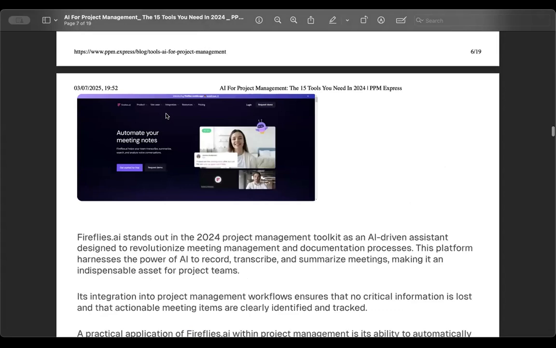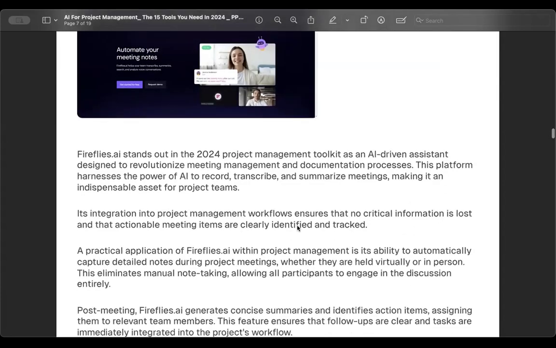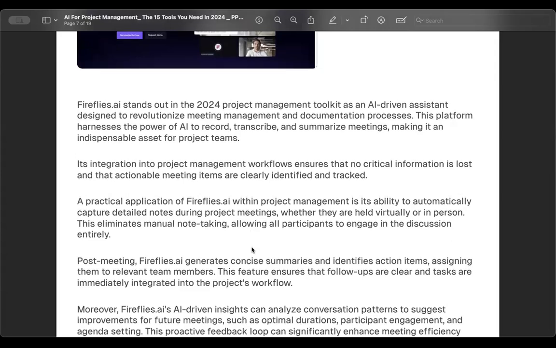Fireflies.ai, this is the application we have. That one also you can use for project management. Okay, so there also we have some specialities. What are the practical applications we have within project management? It is the ability to automatically capture detailed notes during project management meetings.